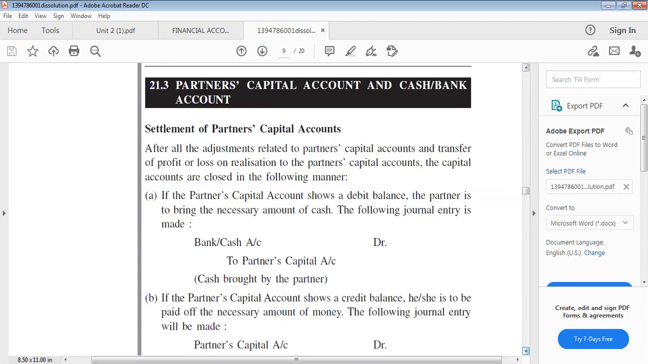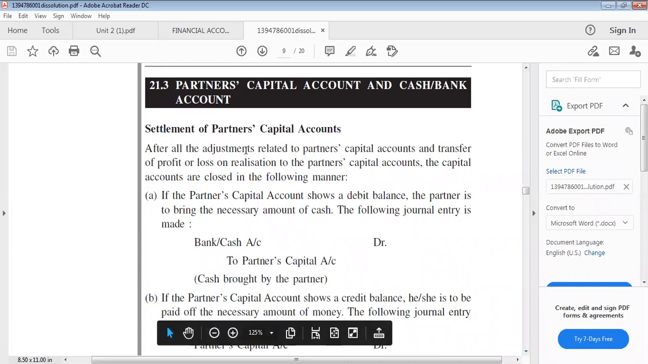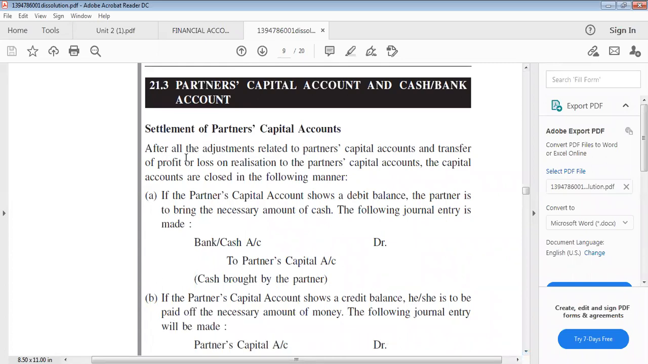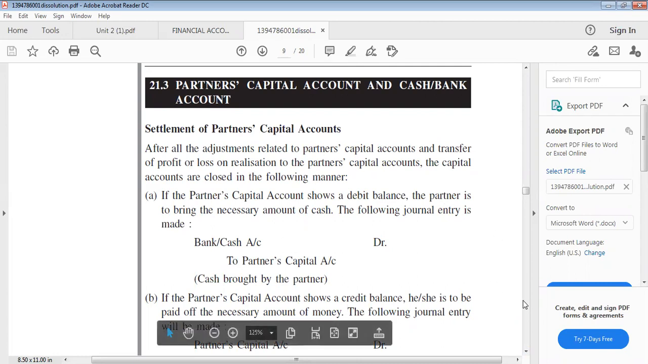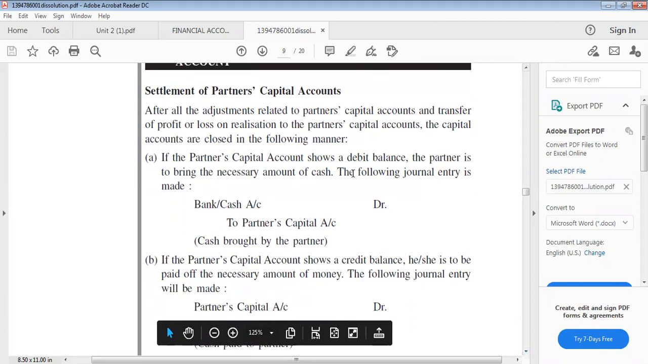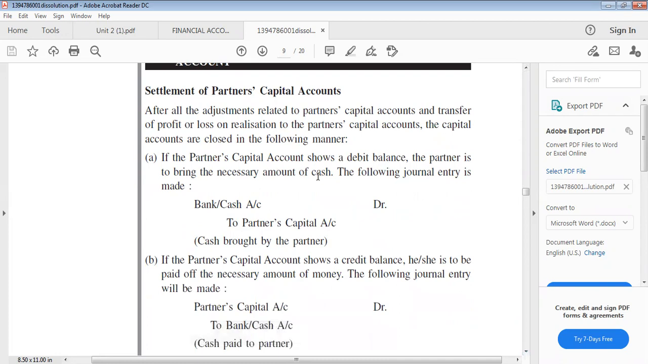All right, look at the partners' capital accounts and the cash or bank account now. Settlement of partners' capital accounts. After all the adjustments related to partners' capital accounts and transfer of profit or loss on realization to the partners' capital accounts, the capital accounts are closed in the following manner. If the partner's capital account shows a debit balance, the partner is to bring the necessary amount of cash. The following journal entry is made: debit bank or cash, and then you what? Credit partner's capital account.